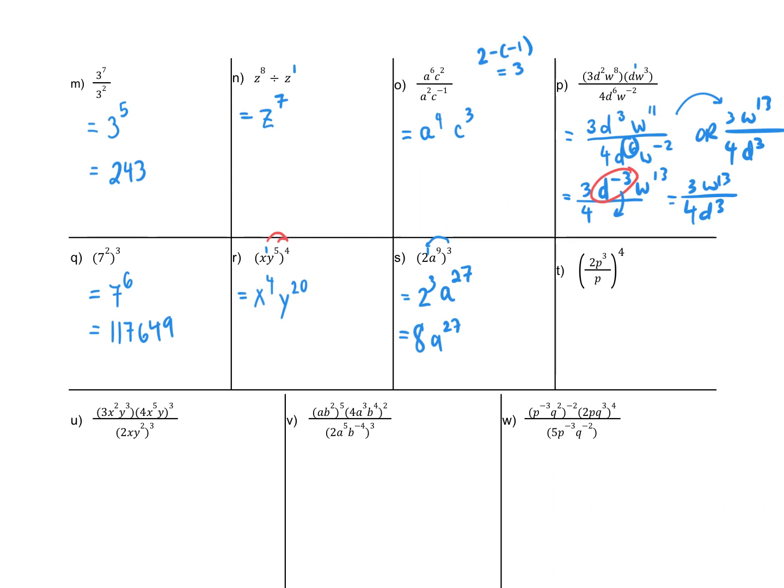The order you apply your rules in, there can be variations, there can be different orders. I, most of the time, like to clean up what's inside the bracket first. So I'll have 2, and then p cubed divided by p, or p to the 1, is p squared. And then I'll take that and raise it to the power of 4. So I'll have 2 to the power of 4, which is 16. And then p, we multiply the exponents. 2 times 4 is 8. Next.